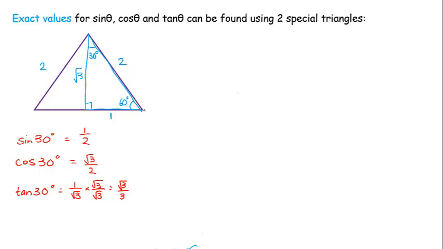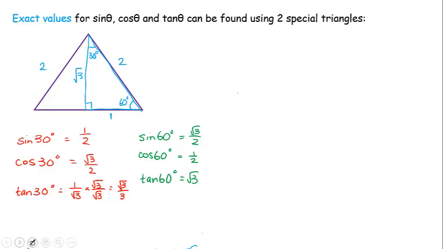Okay, so looking at the same thing for 60 degrees, we've got that the sine of 60, so now this angle here is opposite over hypotenuse, so root 3 over 2. The cos of 60 is equal to the adjacent over the hypotenuse, so 1 over 2 or a half. And the tan of 60 degrees is equal to the opposite, root 3, over the adjacent, 1, or just root 3.